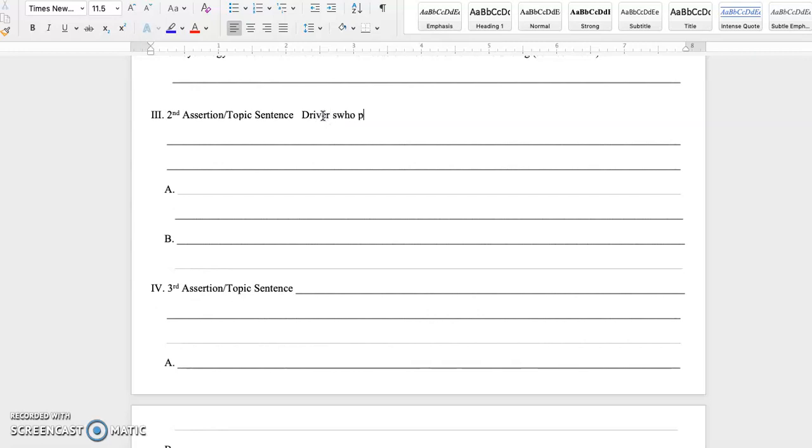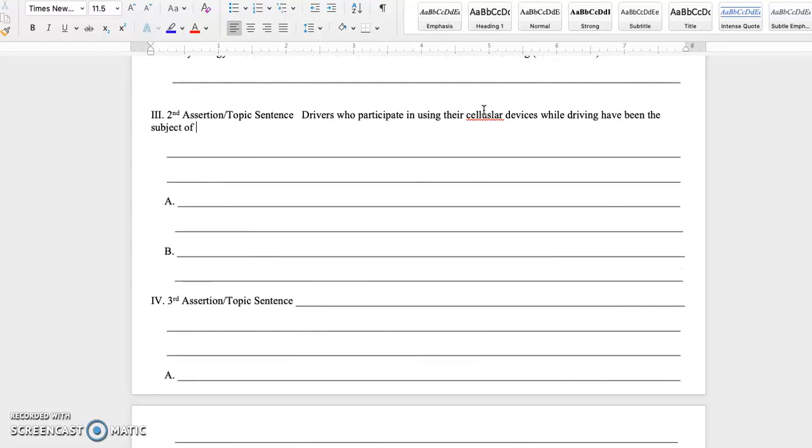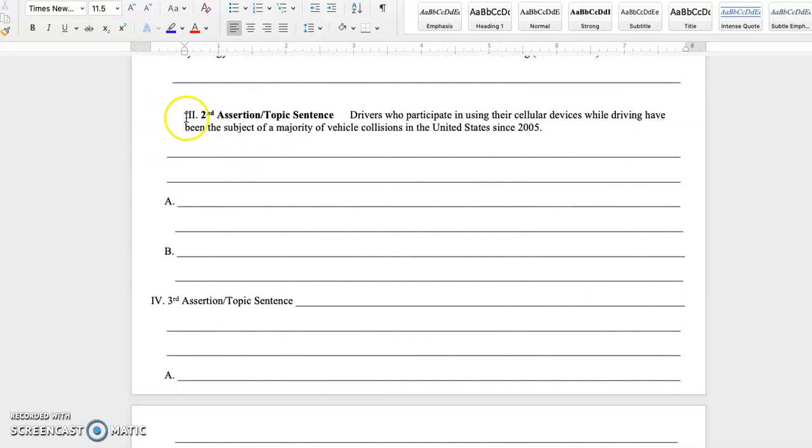Drivers who participate in using their cellular devices while driving have been the subject of a majority of vehicle collisions in the United States since 2005. Okay. Now, you might say, well, Mr. Hewitt, that topic sentence doesn't really look like an argument, but it is, because, oh my goodness. Let's fix that. Drivers using cell phones. It is an argument. I'm just stating it like it's a fact.